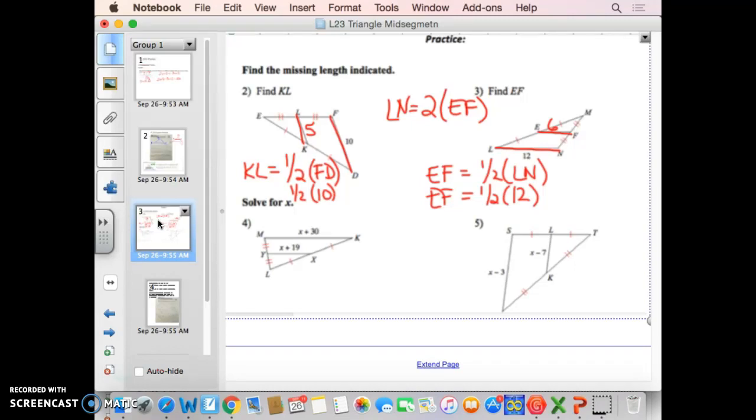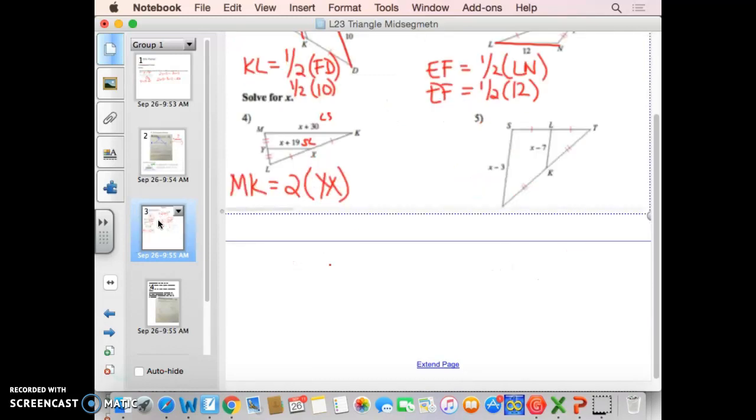So remembering that, I'm going to apply that rule down here. This is my short side, and this is my long side. Okay, so I'm going to take my short side and multiply it by 2. So I know that MK, which is my long side, is going to equal 2 times YX. Because that's the easier way to set this up. So what am I multiplying? Well, MK is here. That's x plus 30 is going to equal 2 times x plus 19.